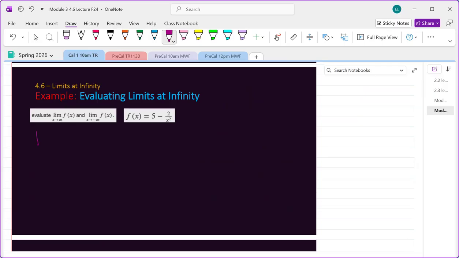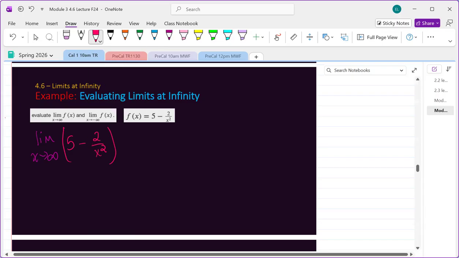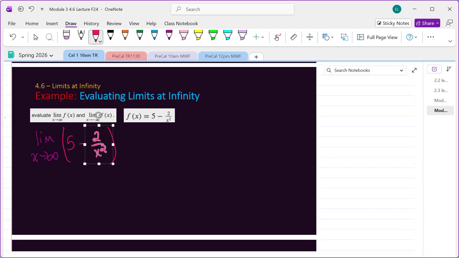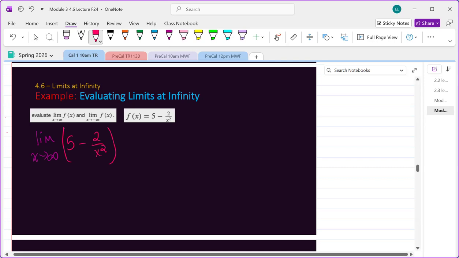So I'm going to look at the limit as x approaches infinity of our function 5 minus 2 over x squared. So the limit of a constant 5 is a constant. I can distribute this limit across the minus sign. I can distribute it on the top and the bottom of the fraction. But all the constants are just going to go where they say they are going. The limit of a constant is just the constant. So the only thing that does anything interesting with the limit behavior is that x.